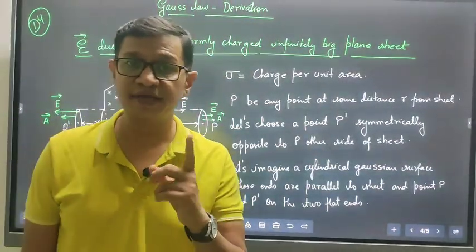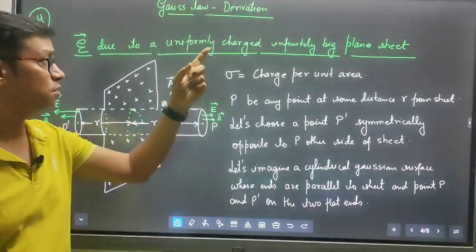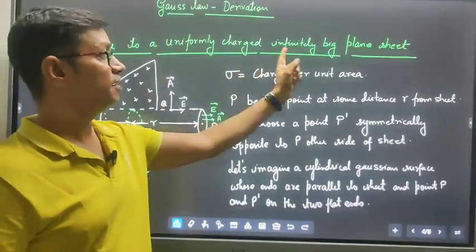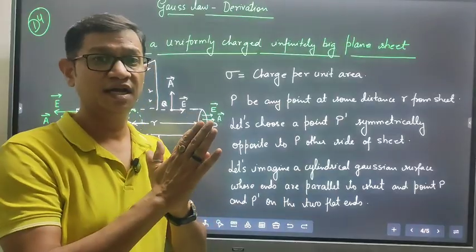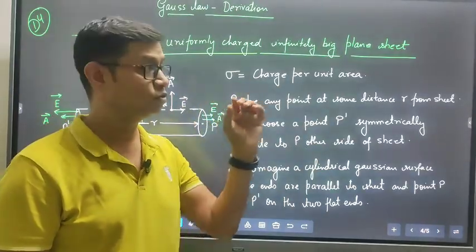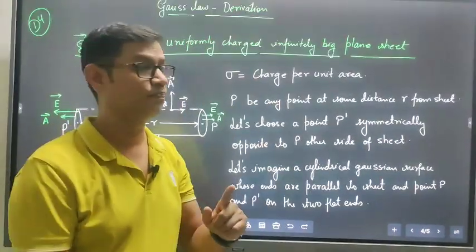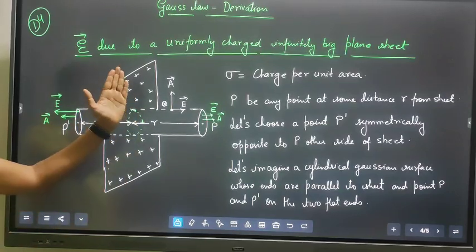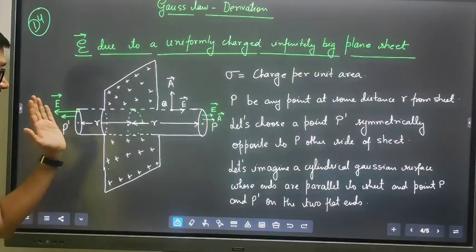Hello students, our next derivation number 4, again pertaining to Gauss law. Electric field due to a uniformly charged, infinitely big plane sheet. Plane sheet means it has just two dimensions, there is no thickness, right? So it's just a plane sheet, no thickness, remember. Okay, so this is a positively charged sheet, uniformly charged, right? Positive charge on the sheet.